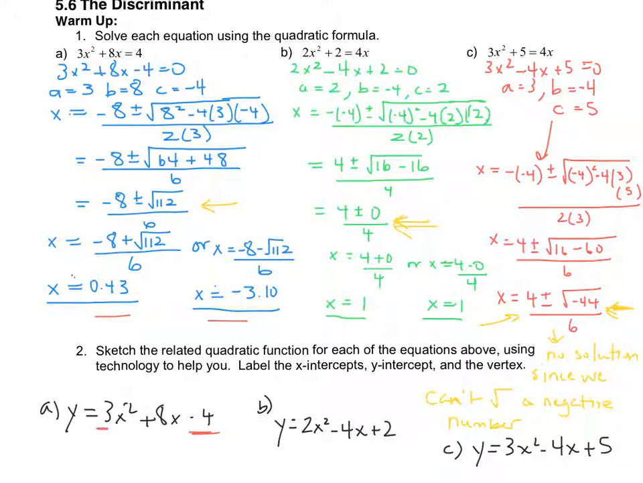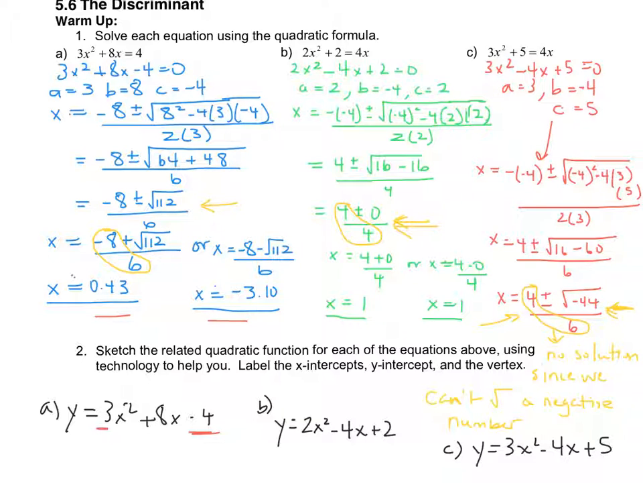Okay, hopefully you and your neighbor have figured it out. What I'm noticing is in part A we have a negative 8 divided by 6, which would reduce to negative 4/3. In part B, I have a 4/4, which in lowest terms equals 1. And in part C, we have a 4/6, which would be positive 2/3.